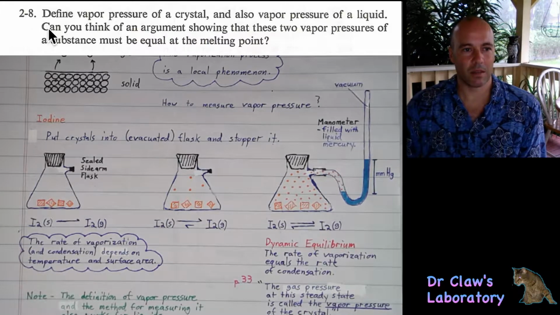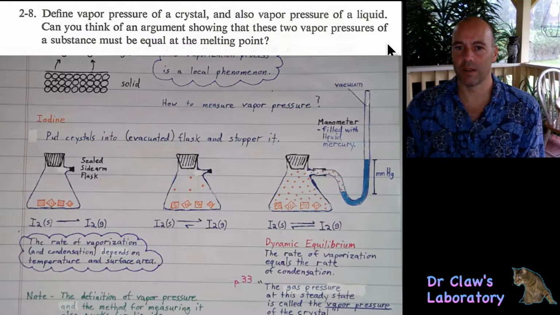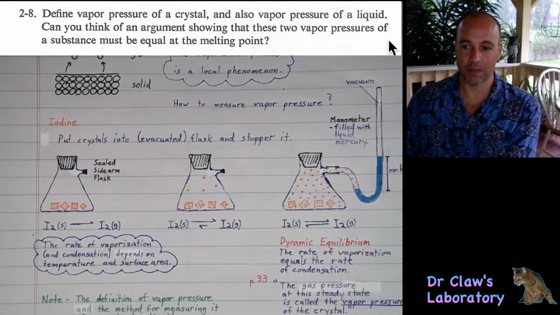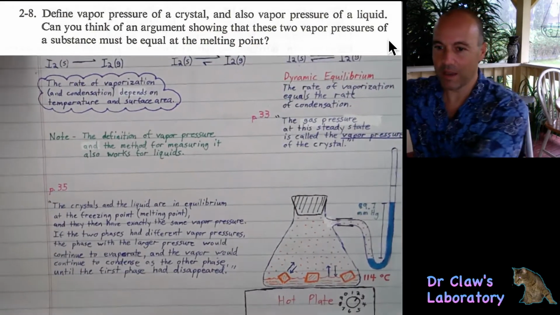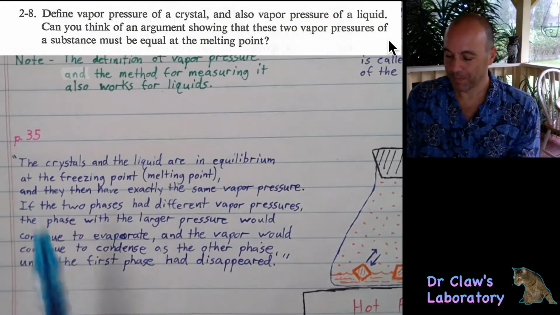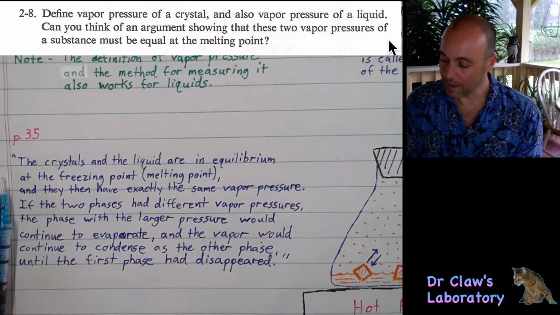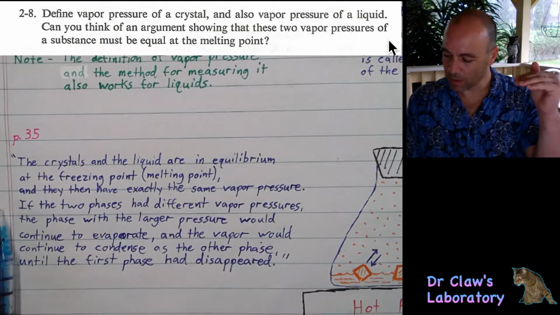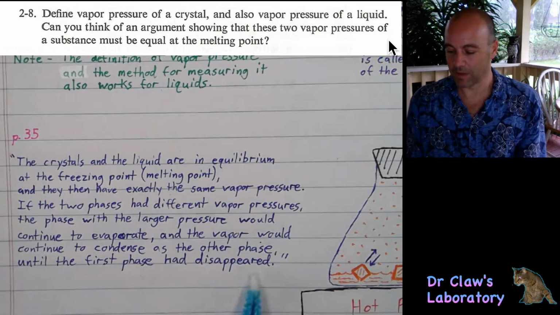The second part of problem 8 asks us, can you think of an argument showing that these two vapor pressures of a substance must be equal at the melting point? Well, that's an interesting question, and rather than trying to think up some creative answer, I'm just going to quote the textbook because it answers this question. On page 35, the textbook says, the crystals and the liquid are in equilibrium at the freezing point, melting point. And they then have exactly the same vapor pressure. If the two phases had different vapor pressures, the phase with the larger pressure would continue to evaporate and the vapor would continue to condense as the other phase until the first phase had disappeared.